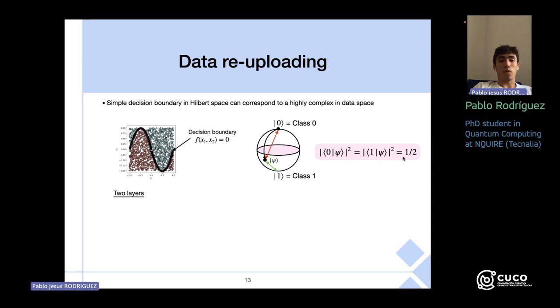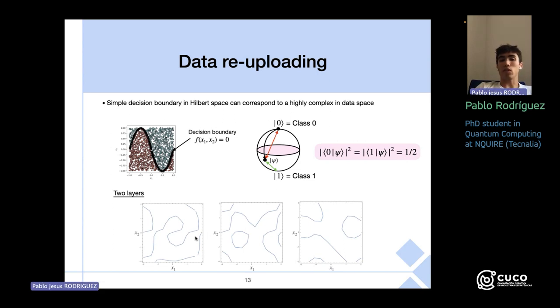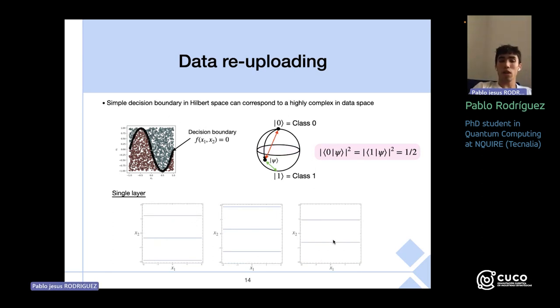Okay, so for example, if I consider two layers of this data re-uploading model, I can find this kind of decision boundaries just by shifting the trainable parameters. So these are for three different values of the trainable parameters. However, if I consider only a single layer of this model, notice that I'm changing the parameters, but I'm only able to perform a linear classification. So it's important to understand that no matter how much you train your model here, you will only be able to separate linearly. This is why adding more layers is important, in order to increase the expressivity of your model.